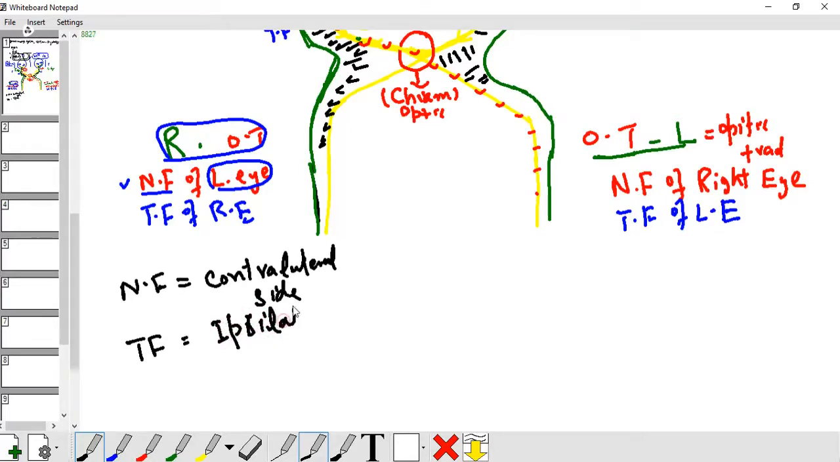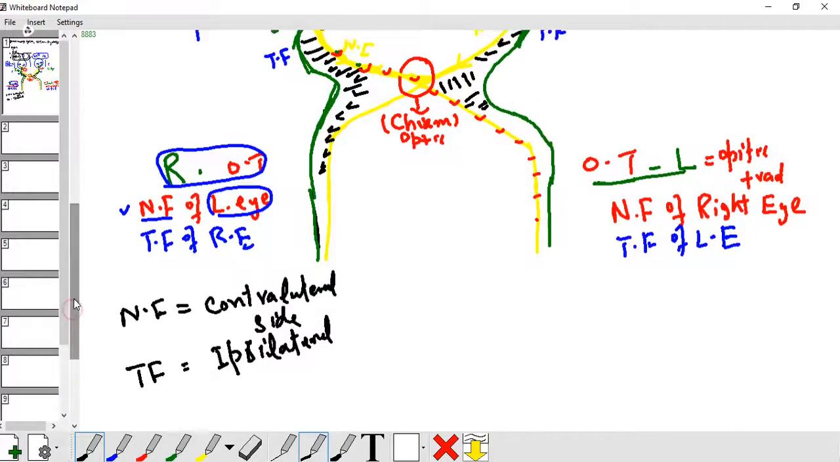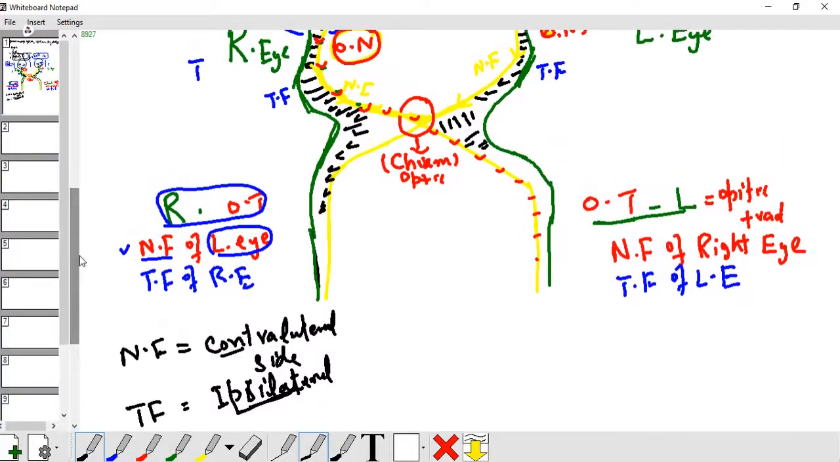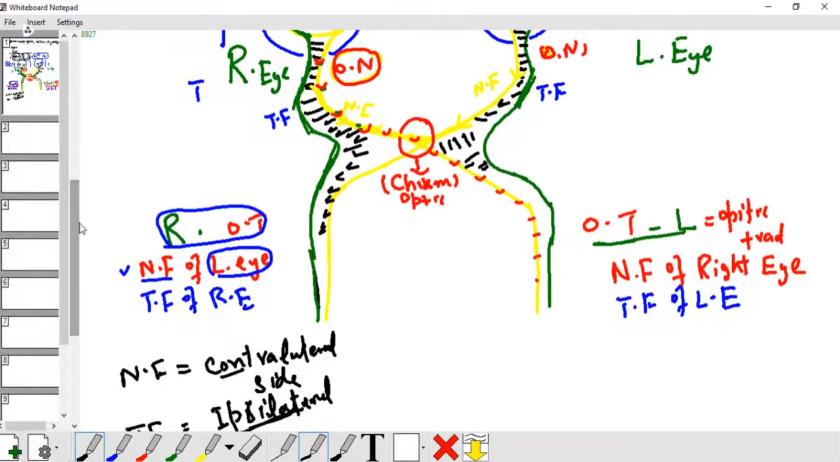Ipsilateral means same side of body. Right eye, right side. Left eye is the left side, like this. Temporal fiber, ipsilateral. Nasal fiber, contralateral. So this is the optic tract.